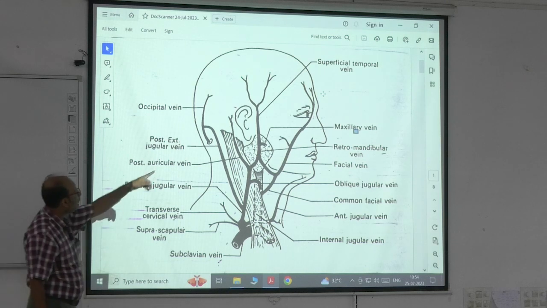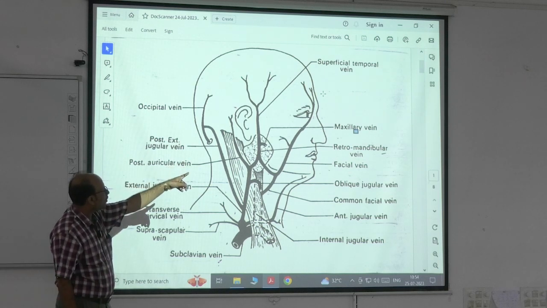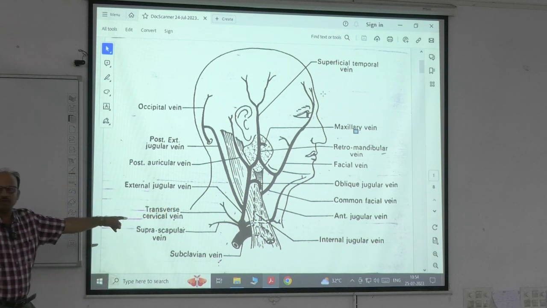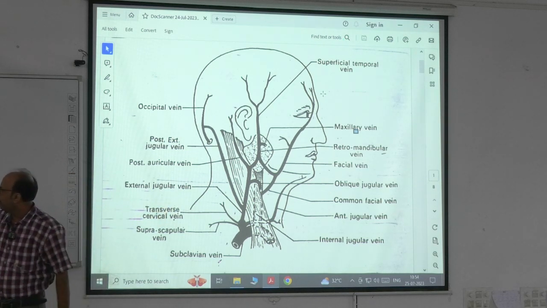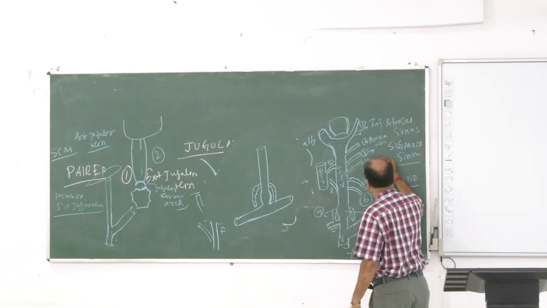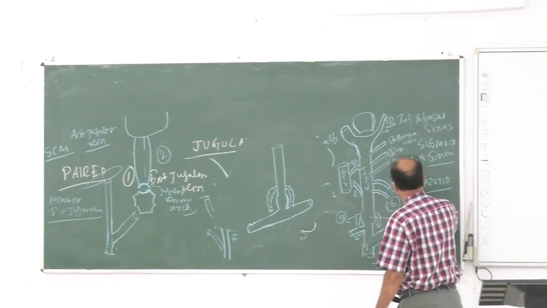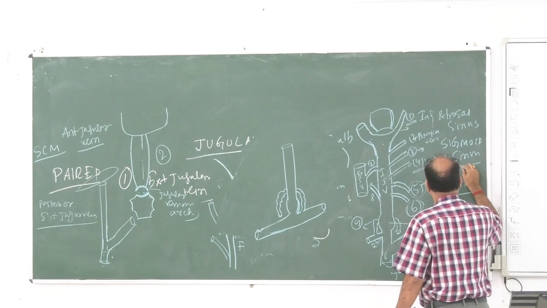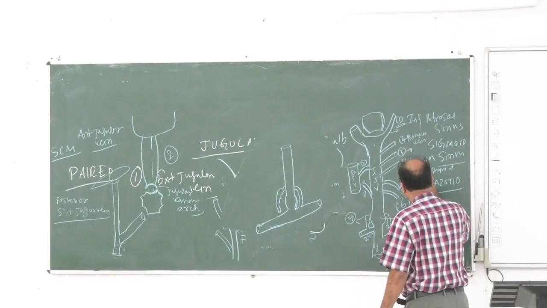And this is the facial vein: supraorbital, supratrochlear, angular, then facial vein, and this common facial vein drains into the internal jugular vein. This is the third. Fourth, lingual. Fifth, superior thyroid. Sixth, middle thyroid.